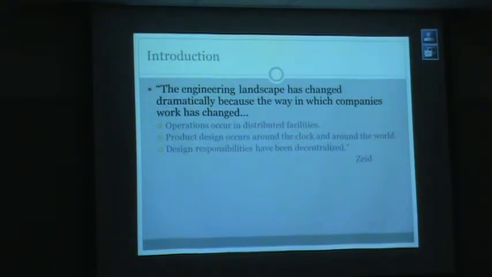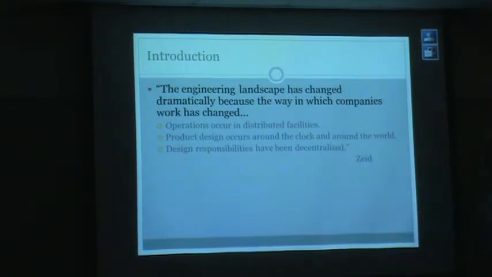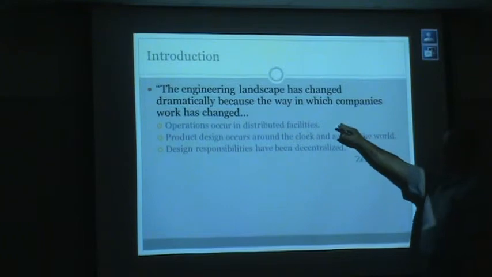So as we jump into product lifecycle management, the engineering landscape has changed drastically because the way in which companies work has changed. The author cites three things. Operations occur in distributed facilities. So no longer do we have the Camaro being manufactured and designed in Detroit, okay? So it's happening in distributed facilities.